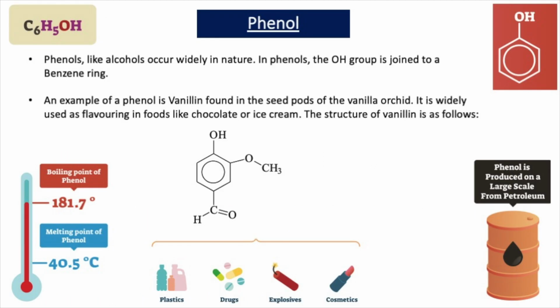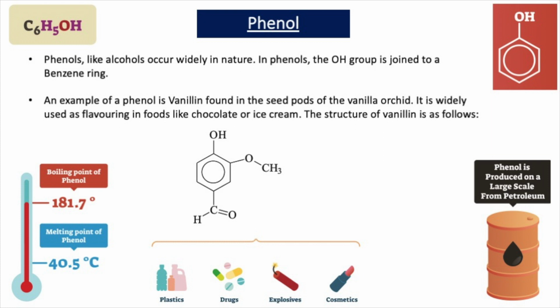Now, phenol has the chemical formula C6H5OH. And phenols, just like alcohols, occur widely in nature, and in phenols, the OH group is joined to a benzene ring. And phenol is a functional group in itself, and it's completely different to alcohols because it has different reactions and different properties. Now, an example of a phenol is vanillin, and this is found in the seed pods of the vanilla orchid, and it's widely used as flavouring in foods like chocolate or ice cream. And the structure of vanillin is as follows, and you can see it's classed as phenol because it's got a benzene ring attached to an OH.